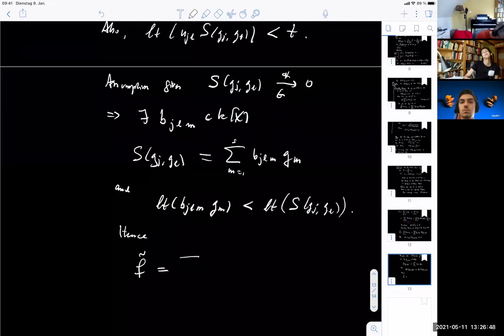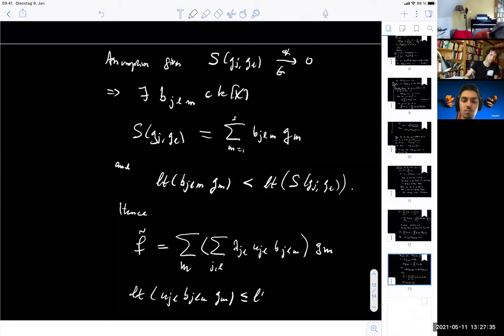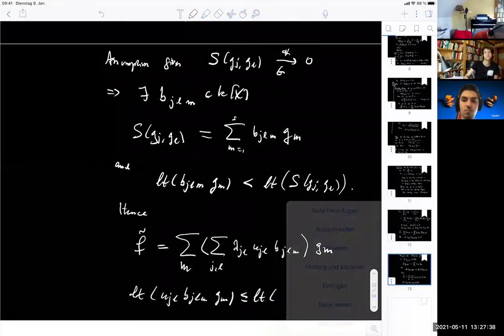Then I exchange the order of summation. It will be a summation over M, and the coefficient sums over J and L: lambda J L, don't forget the U J L, B J L M, times G M. So I have a new linear combination of the G M, and I know the leading term of B J L M G M is less than or equal to the leading term of, I need some more space.